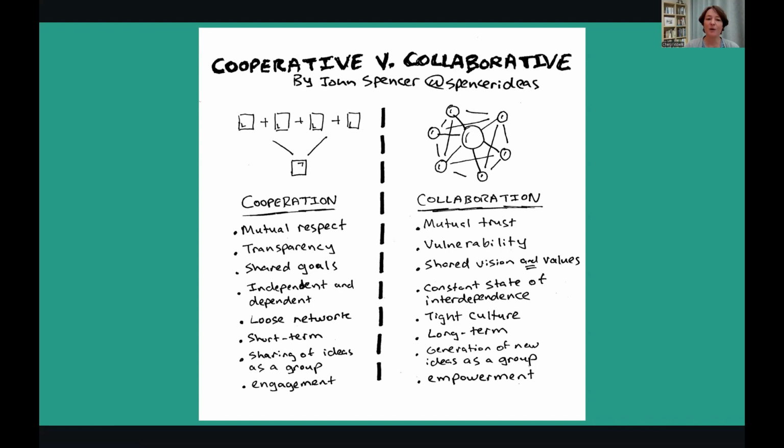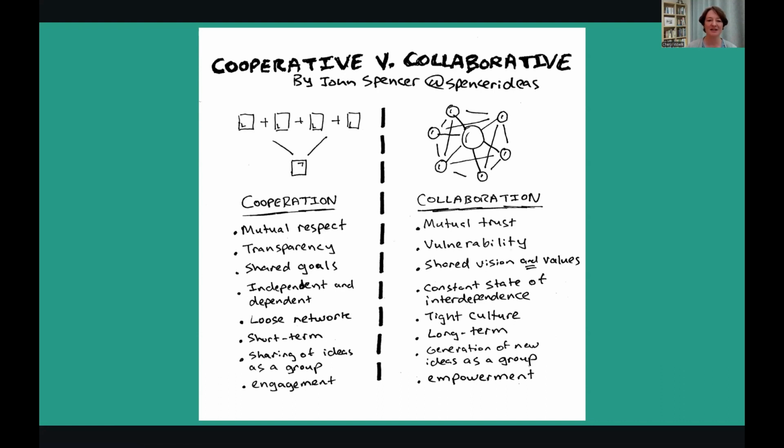So, the difference between cooperation and collaboration is not really important. Of course, language emerges from certain contexts, but there are some general patterns that we can see. And John Spencer looks at this in detail. You can look at his article and video on this later. But there's a slightly different nuance.